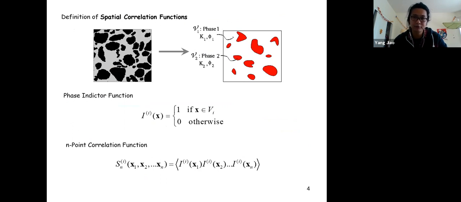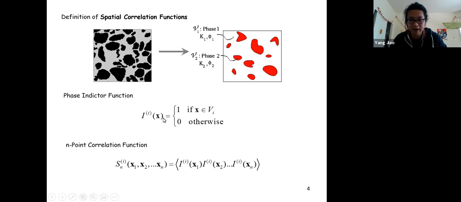The idea is very straightforward. Let's first focus on the binary system. Take a random microstructure, and say the material has two different phases, denoted by different colors. Here we define the so-called phase indicator function. This is a very simple step function, a function of the position in the system. If you're interested in a particular phase, the red phase for example, you can consider this position scanning over the entire system.